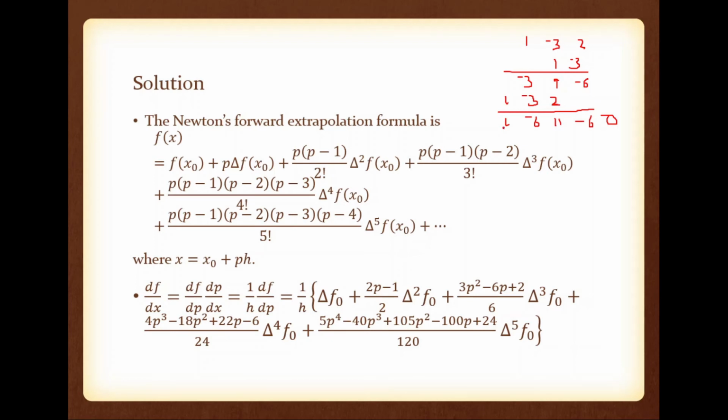So what is the derivative? 4pq. This is minus 6pq. So what is its derivative? Minus 18p square. That is this term. This is 11p square. What is its derivative? 12p. This is minus 6p. What is its derivative? Minus 6. Divided by this 4 factorial, that is 24, into delta raised to 4 f of x0. Is it okay?